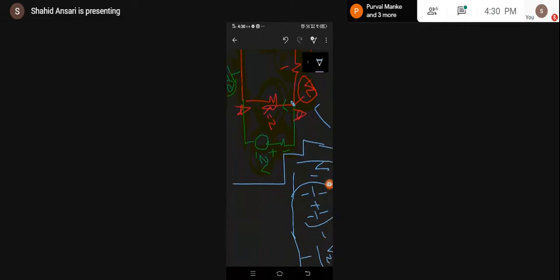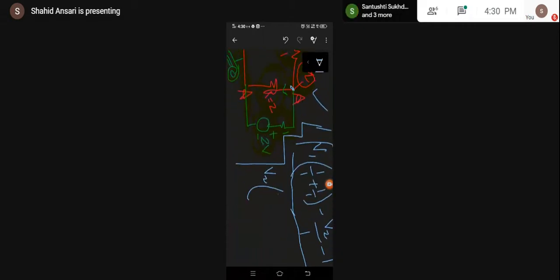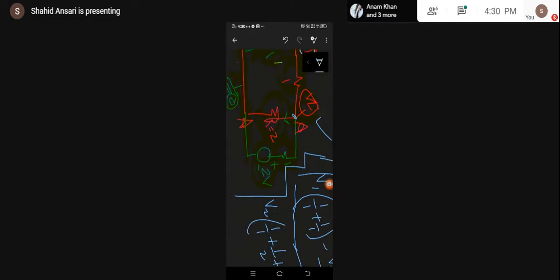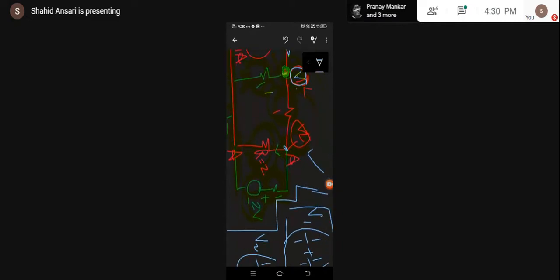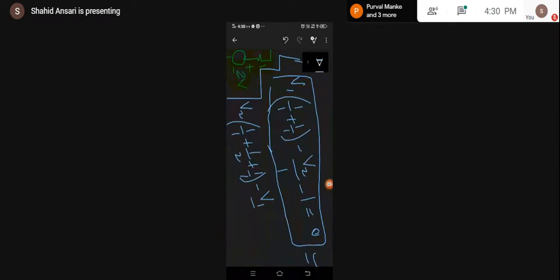Now with node 2, I have 3 passive elements. Simply write the reciprocals: 1 by 1, 1 by 2, 1 by 1. Finish. Is there any other node? Yes, we have it, this one. I will have to write minus V1 divided by 1.